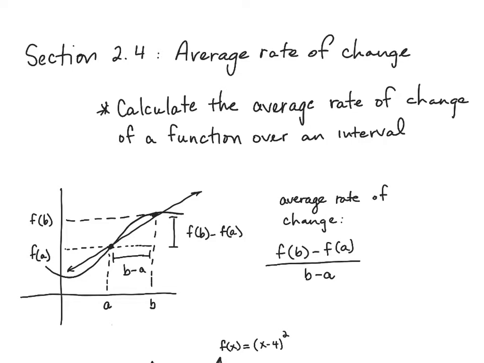So you're going to just be calculating the average rate of change using a variety of representations of a function. You could be doing it using the graph of a function. We'll calculate it using the equation of a function, and we'll calculate it using a table of values of a function.